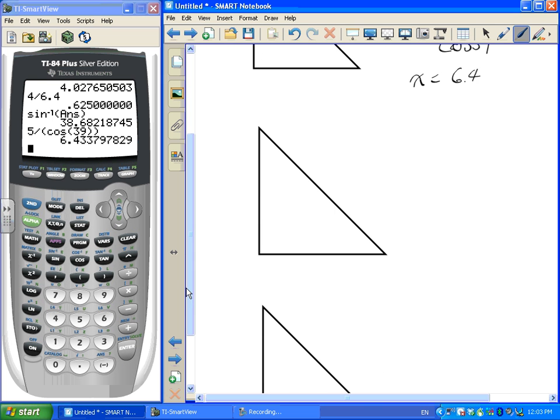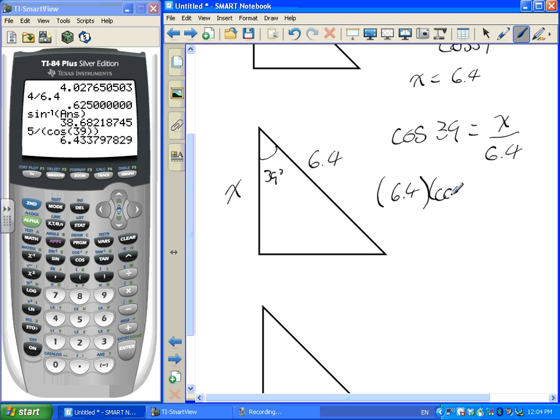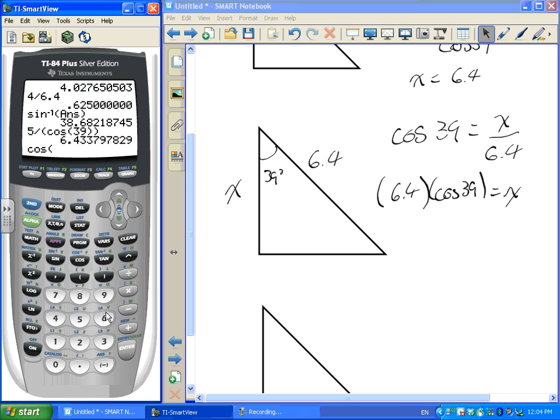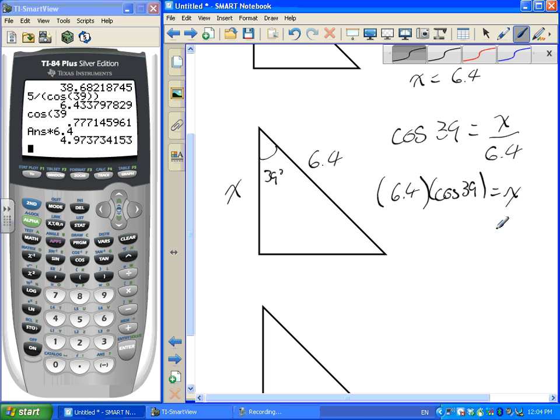Same type of question. 39 degrees, this is 6.4. We're looking for the adjacent. Cosine of 39 is equal to adjacent over hypotenuse. I just bring 6.4 over to this side. Cos 39 times 6.4 gives us x is 4.97, which is approximately 5. Exactly what we knew from before.